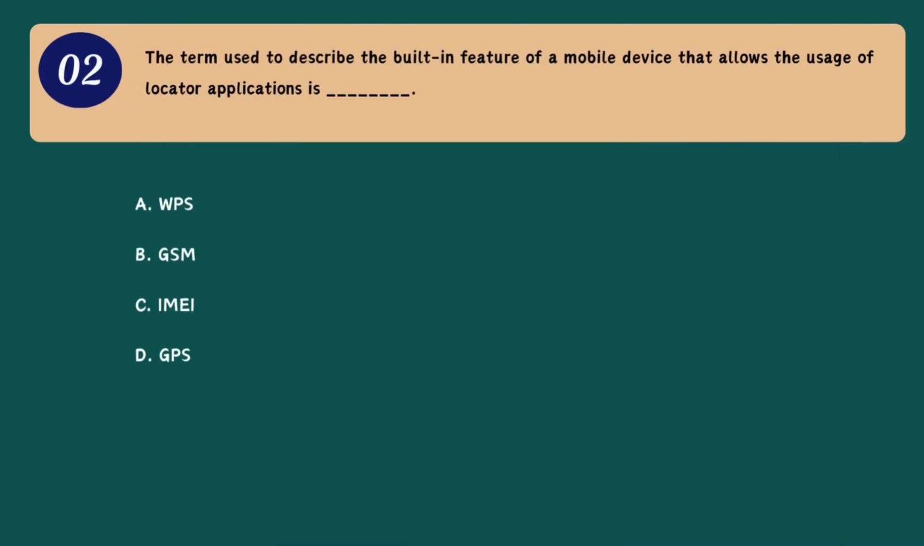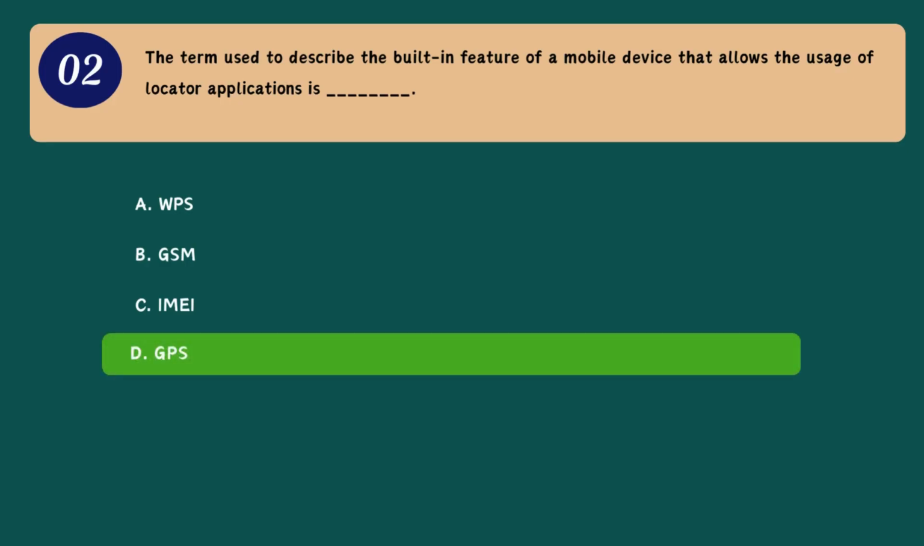Question 2. The term used to describe the built-in feature of a mobile device that allows the usage of locator applications is A. WPS, B. GSM, C. IMEI, D. GPS.